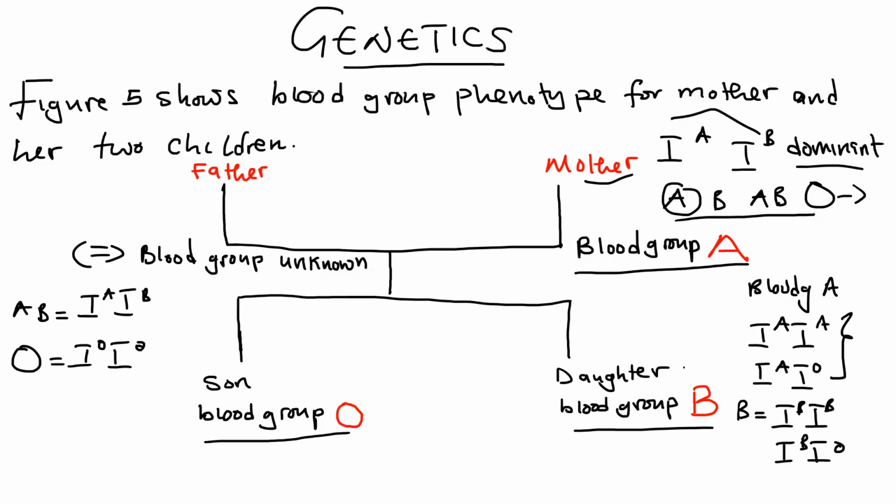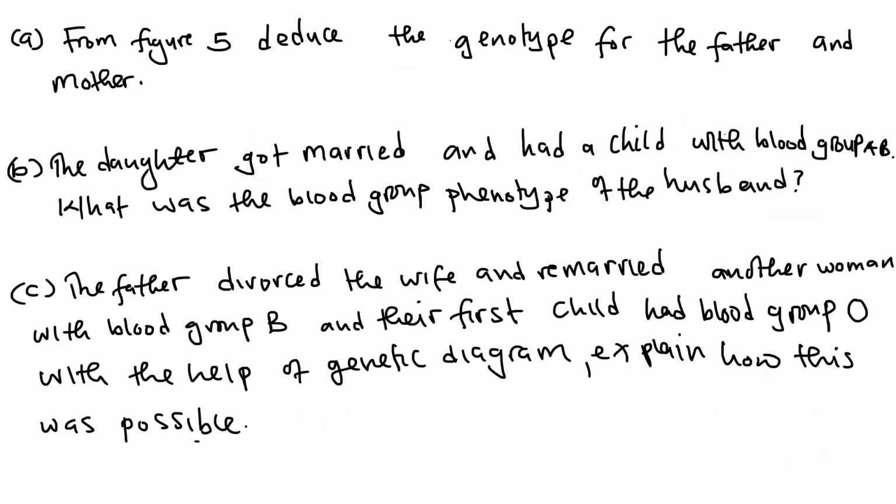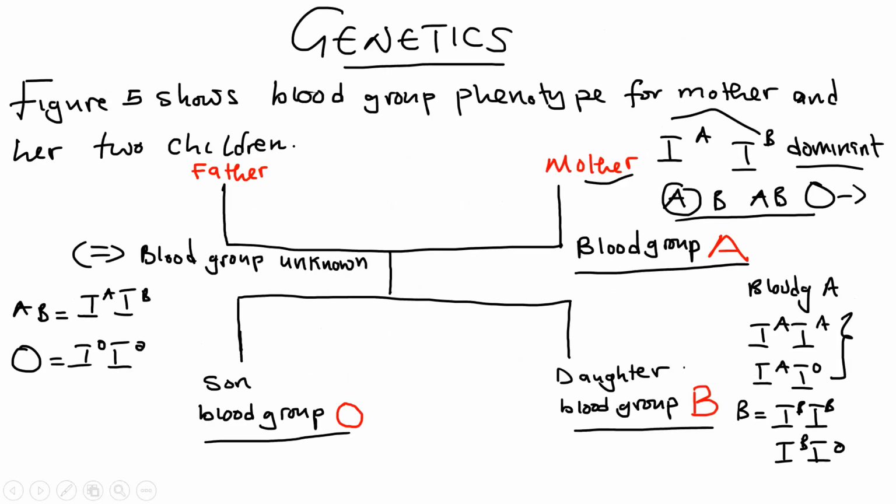So this information is very important as we start answering the questions. The first question is, from Figure 5, deduce the genotype for the father and the mother. For us to give the genotype, they simply want us to write the genotype of the mother and the father in terms of blood group. So now, look at this.